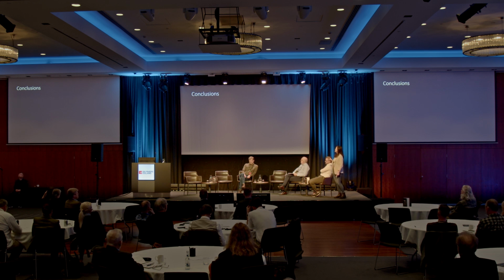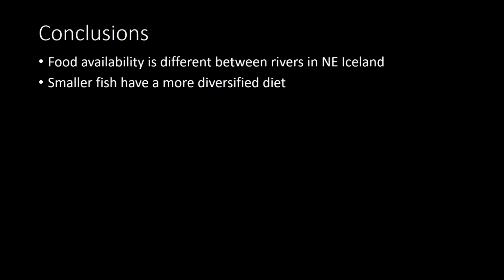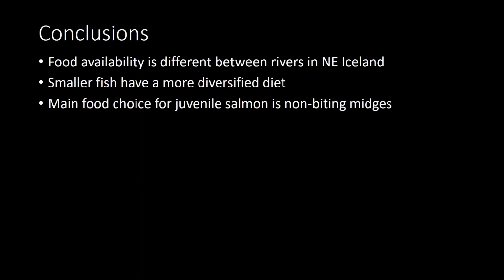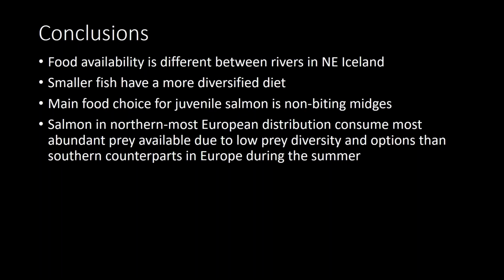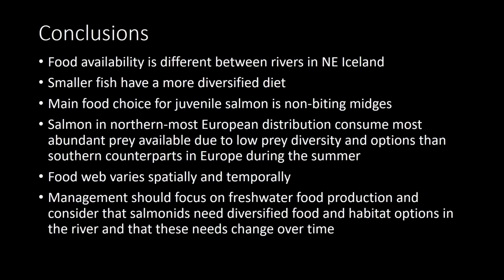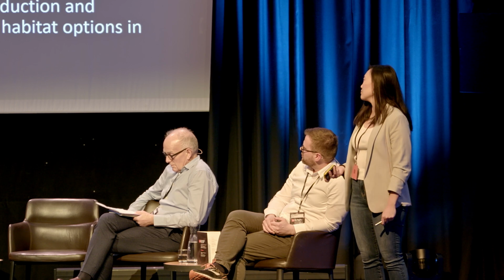So some quick conclusions. Food availability is different between rivers in northeast Iceland. Smaller fish have a more diversified diet, and the main food choice for juvenile salmon is non-biting midges. The salmon in the northernmost European distribution consume the most abundant prey available, due to low prey diversity and options compared to their southern counterparts in Europe. And the food web varies spatially and temporally, and management should focus on freshwater food production and consider that salmonids need diversified food and habitat options in the river, and that those needs will also change over time.